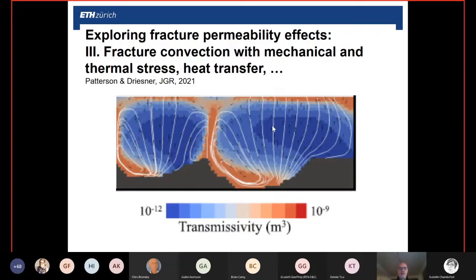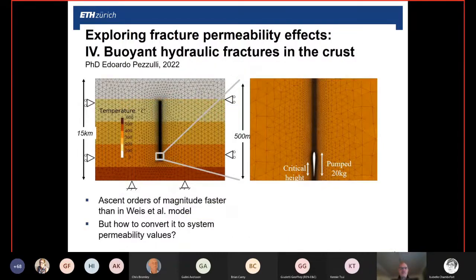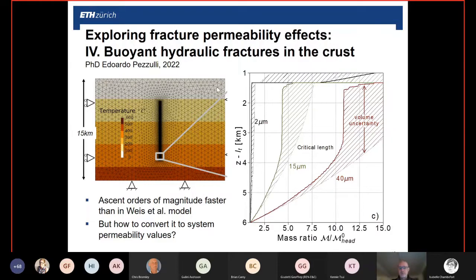So for fractures, we have now quite a few things in there. We have all the temperature and pressure dependence of the fluid properties. We have mechanical, tectonic and thermal stresses that can be included, heat transfer. We can have some sort of simplified cracking model here, etc. So that's becoming quite interesting for going hotter. And the most recent stuff is from Eduardo Pizzuli's PhD thesis, defended slightly more than 10 days ago, about 10 days ago.